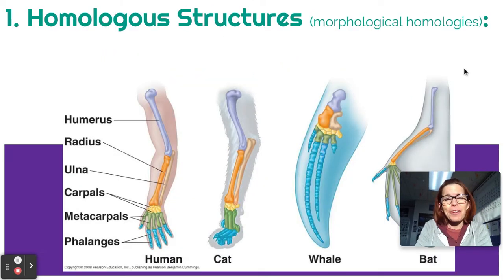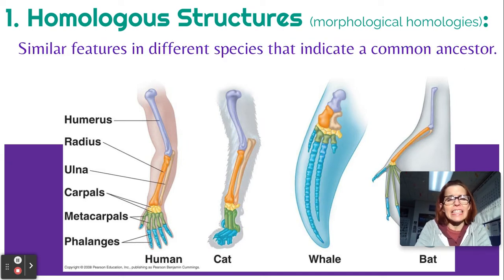All right, so the first one I want you to write down is homologous structures. Remember, the prefix homo means same, and this is referring to structures that indicate they have a same ancestor. So they're similar features in different species that indicate they have a common ancestor. The most commonly used example are the structures of the arm in many diverse species.